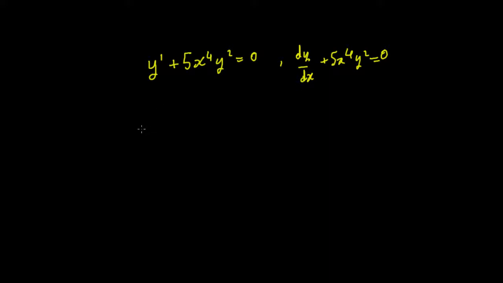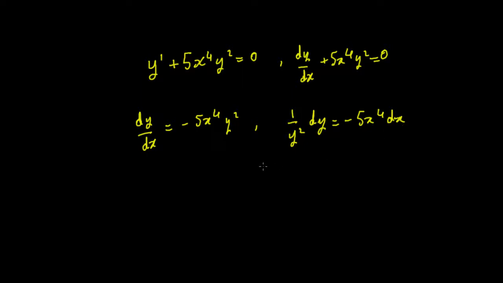So that's equivalent to us saying dy by dx equals minus 5x to the 4 y squared, and we can take the y down and we can take the dx up to the other side, so we'll end up with 1 upon y squared dy equals minus 5x to the 4 dx.